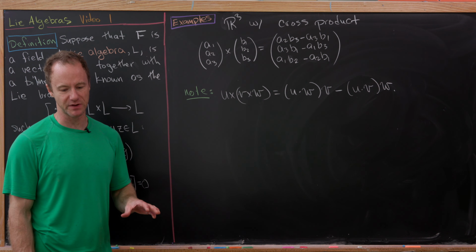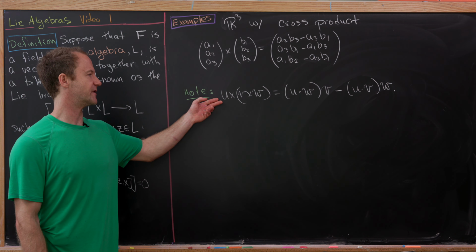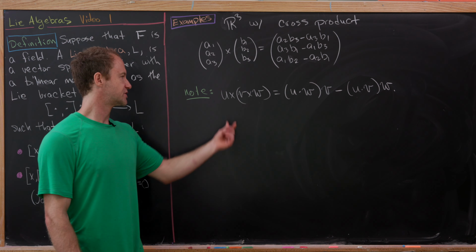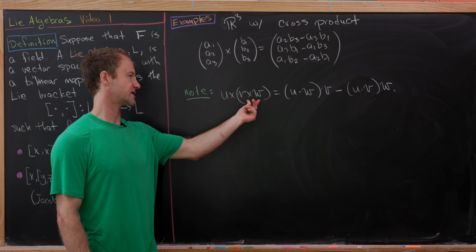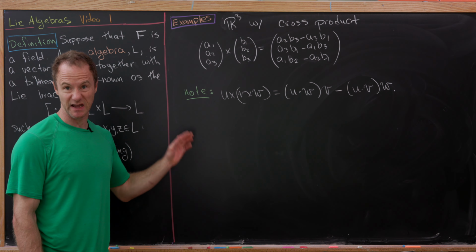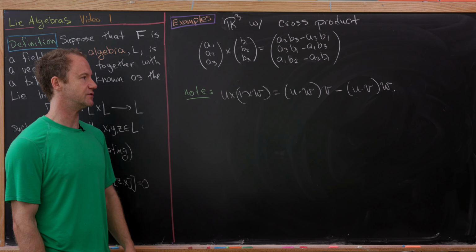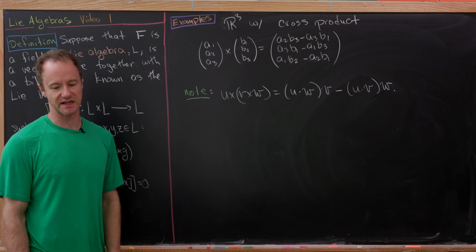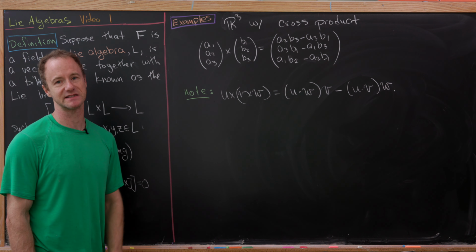Well, I think the simplest way is to prove the following relation involving the cross product. We've got u cross (v cross w) is equal to (u dot w) times v, so scalar multiplied into v, minus (u dot v) times w. And then once you have this, the Jacobi identity is pretty straightforward. I'm going to leave that as an exercise though.